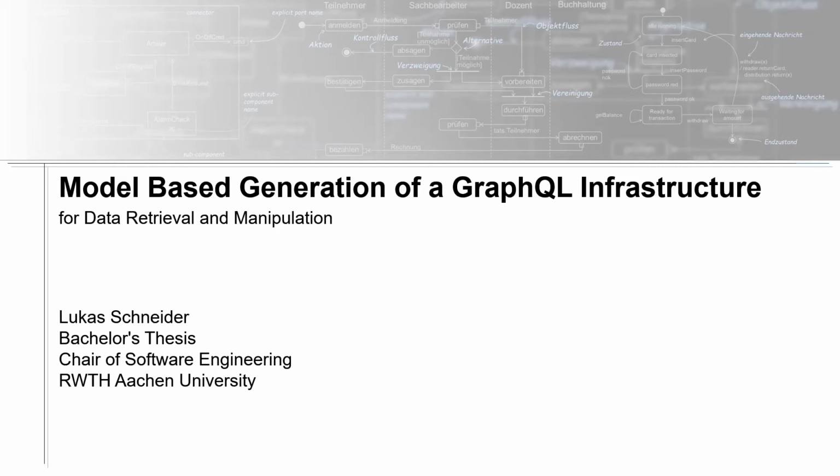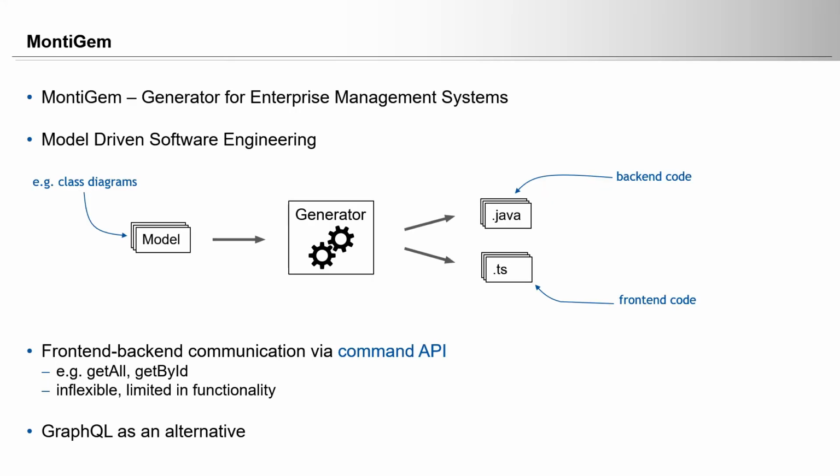This is a short presentation video for my bachelor thesis on model-based generation of a GraphQL infrastructure. MontiGEM is a generator for enterprise management systems that is being developed at the chair of software engineering. It uses concepts from model-driven software engineering to support strong stakeholder involvement and to improve development time.